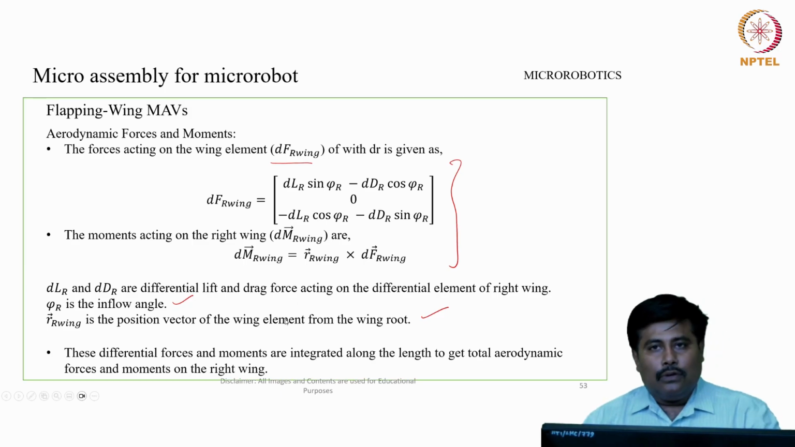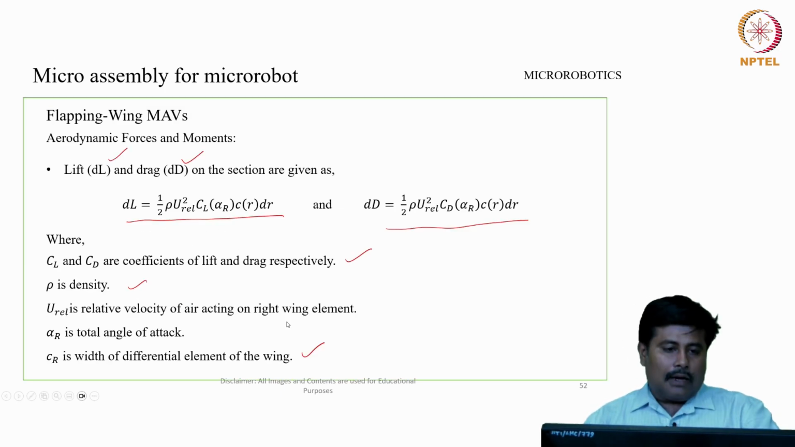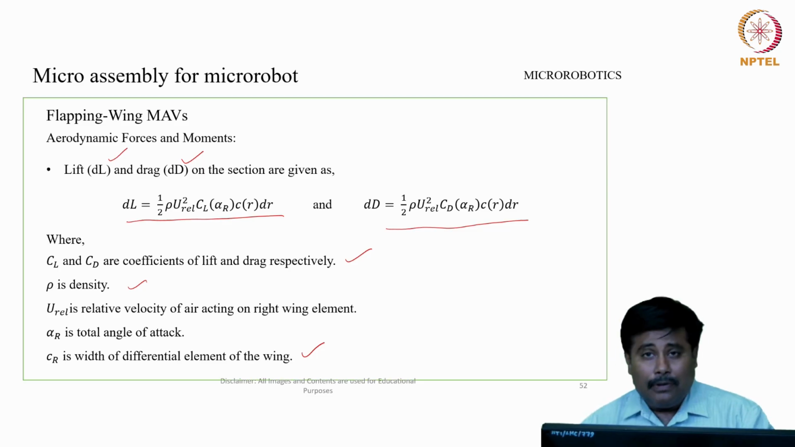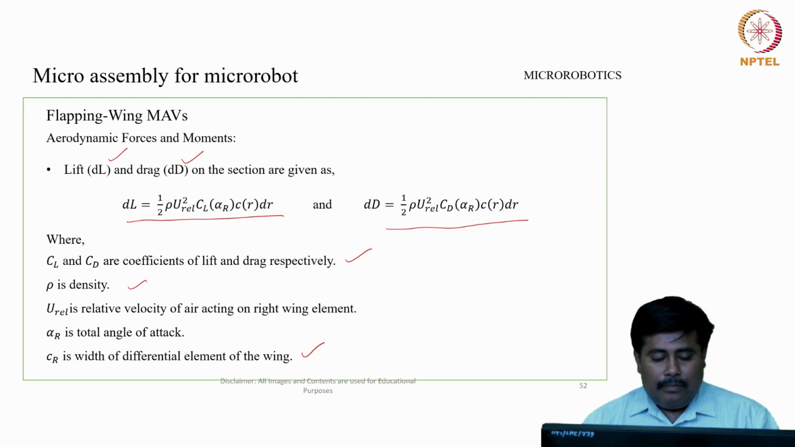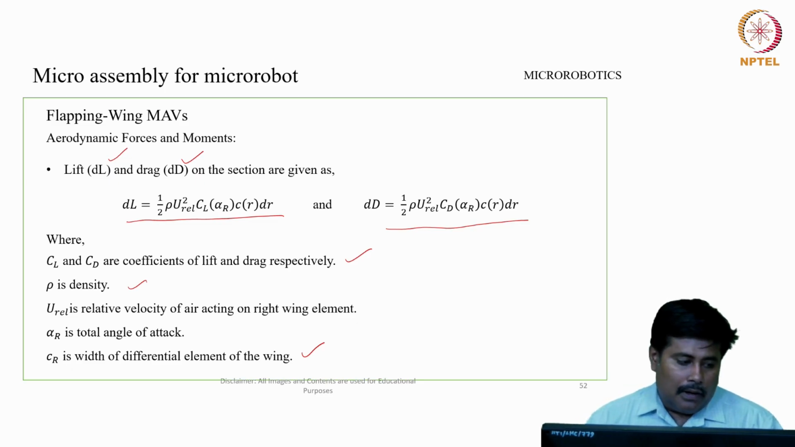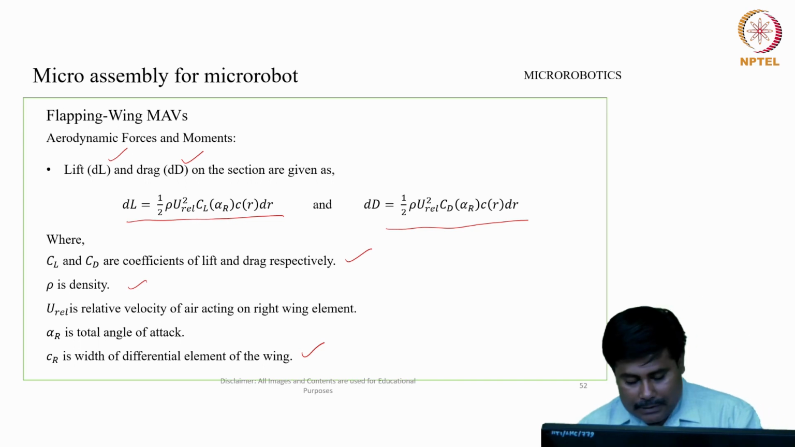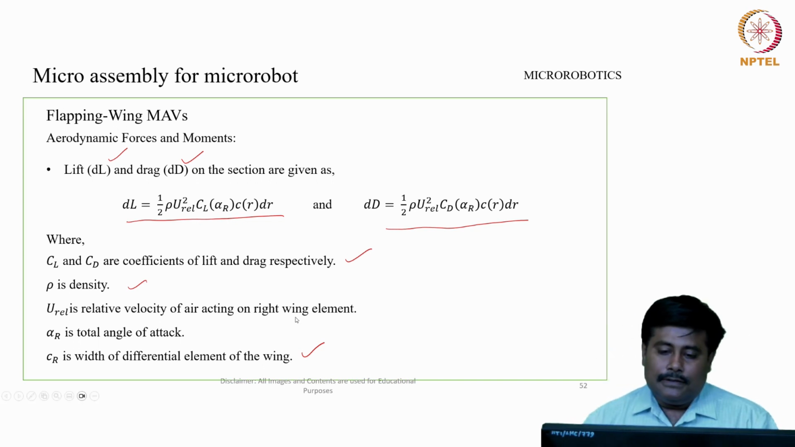These differential forces and moments are integrated along the length to get the overall aerodynamic forces and moments on the right wing. So overall, we have got clarity about the different types of micro aerial robots as well as micro assembly of micro aerial robots, and the different factors which take care of the overall requirements and the overall design of this system.